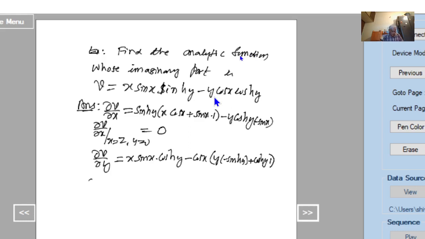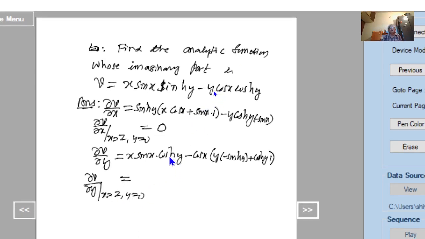Okay. Now ∂v/∂y at x equal to z and y equal to 0 is equal to, we have to put x equal to z and y equal to 0. If I put y equal to 0, cos h0 is 1. This is 1 and this is sin z. That is z into sin z, minus, we are taking x equal to z, this becomes cos z, minus cos z into, so if I put y equal to 0, this term becomes 0. Plus cos hy, this is equal to cos h0 is equal to 1. So that is 1.